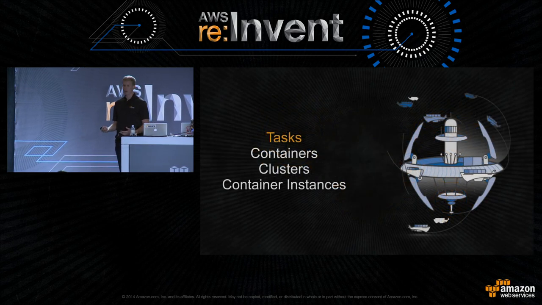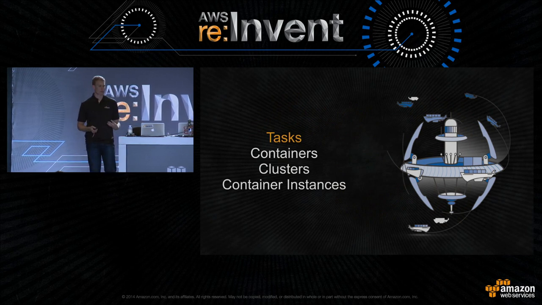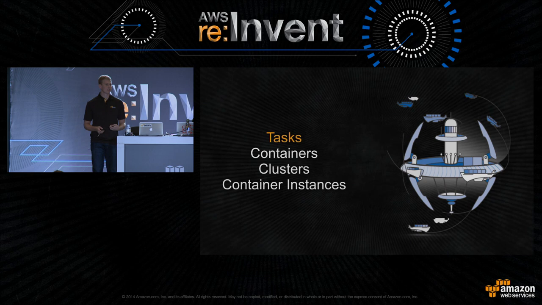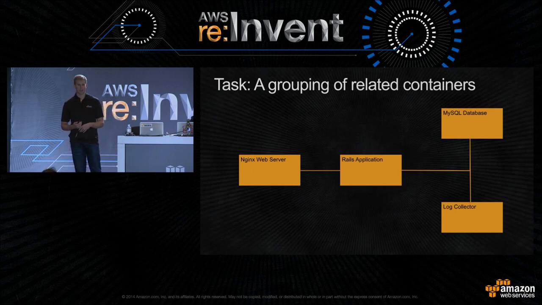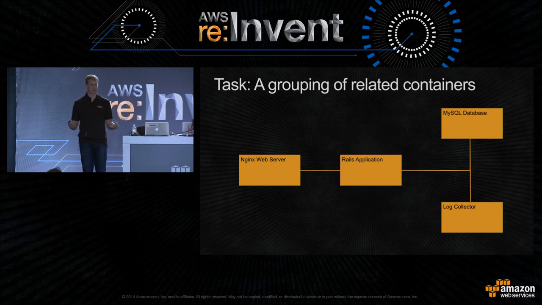Talking about the components of the EC2 Container Service, we have four runtime components. We have tasks, we have containers, we have clusters, and we have container instances. A task is the unit that we use for scheduling your work, scheduling your containers, so I'm going to start with that one. And so what is a task? What we think of as a task is a grouping of related containers. This could be one container, this could be many containers. They could be linked, they could have shared volumes, they could be not linked.